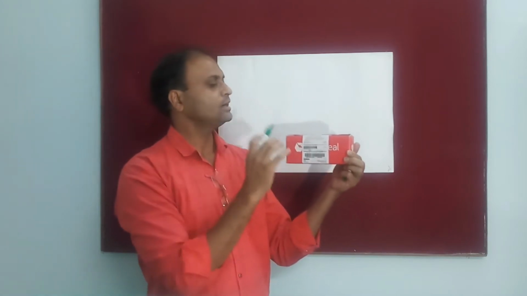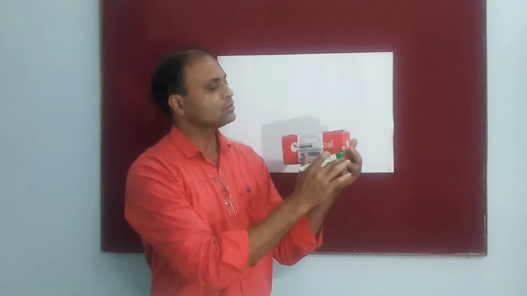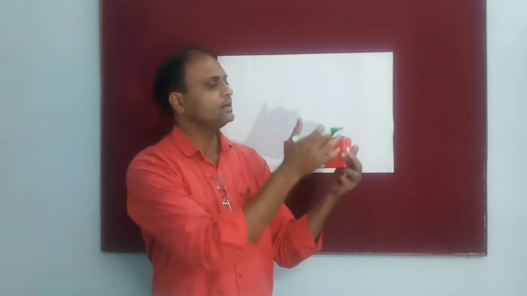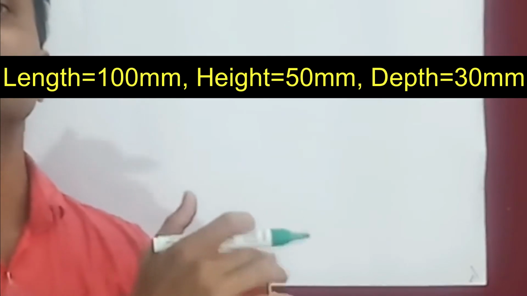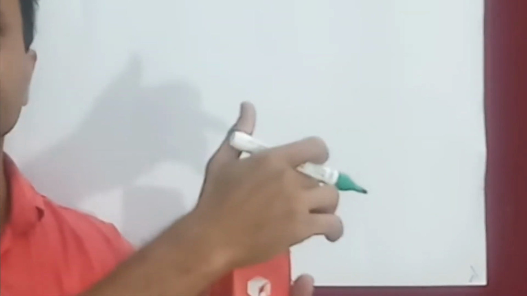So you can just imagine that this box is given in the form of three dimensions, and we are also given the length of the object, height of the object, and width of the object. Okay, for the time being, let us take that length of the object is 100 mm, height is 50 mm, and width is 30 mm. 100, 50, 30. Okay, and now we have to draw orthographic projections of this object.